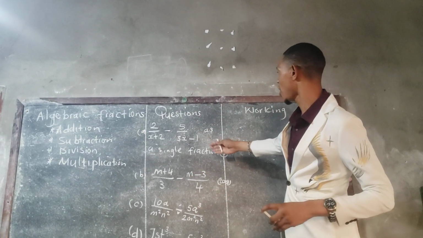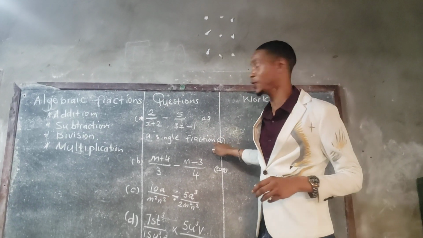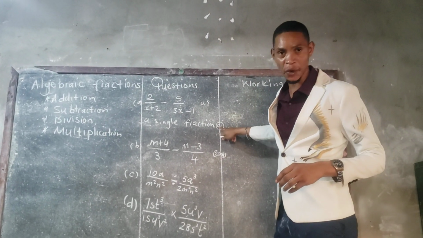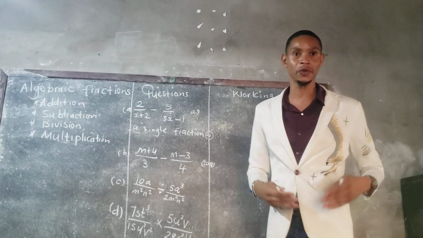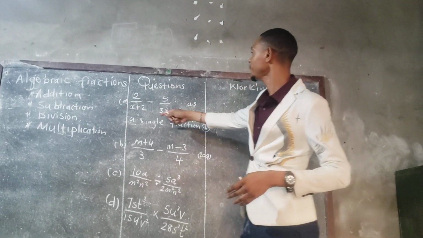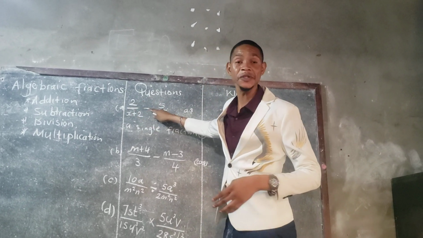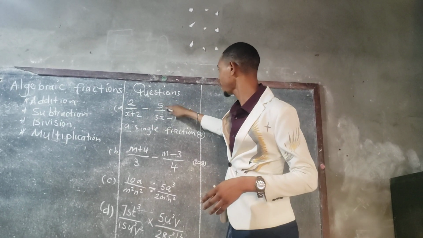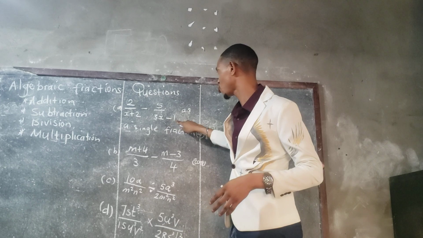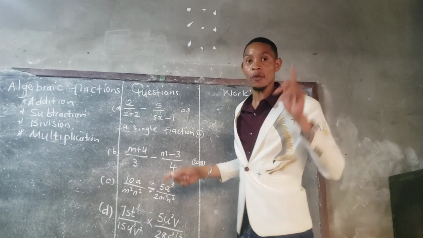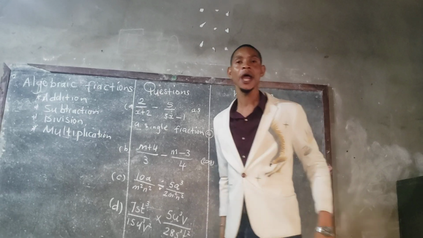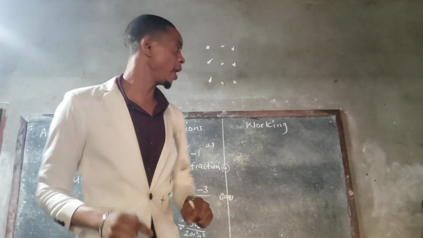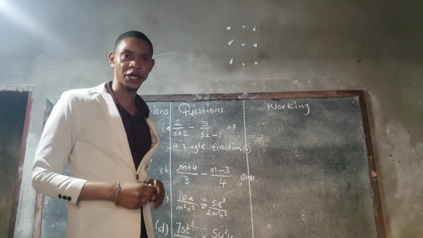2024. That was last year. Just imagine. So we are trying also to revise these questions. So I have 2 over x plus 2 subtract 5 over 3x subtract 1. And the question says express this as a single fraction. Now, how are you going to express this as a single fraction?